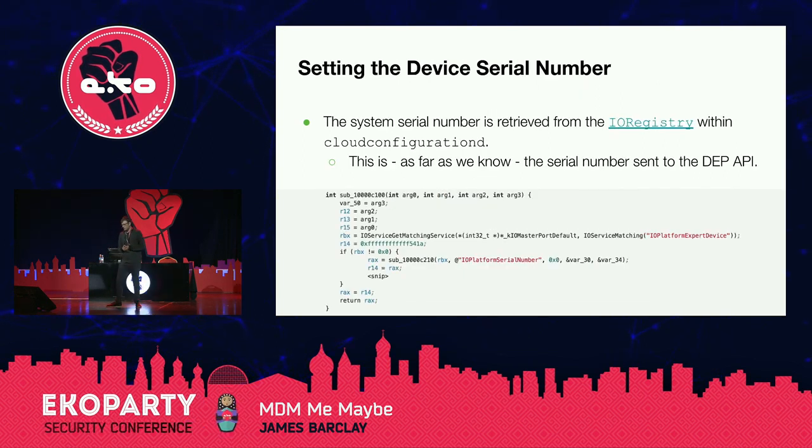So one of the first things we wanted to do once we had this debugging infrastructure set up was look into how we could modify the serial number that's returned from the I/O registry. This is done in Cloud Configuration D, and as far as we know, that's the serial number that's sent to the DEP API. So we thought if we could modify that, then it would change what is sent in that payload.